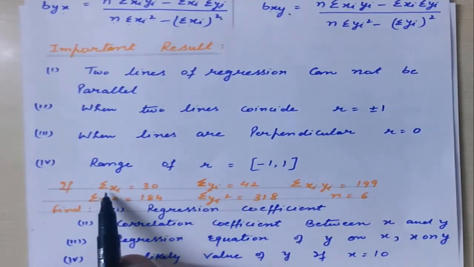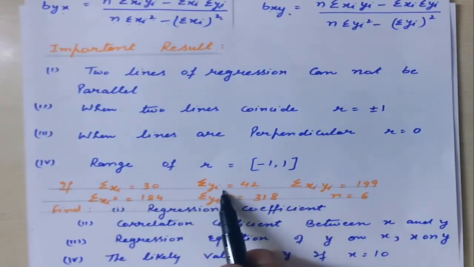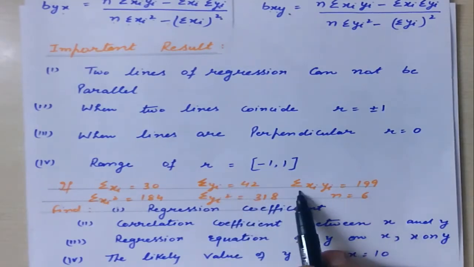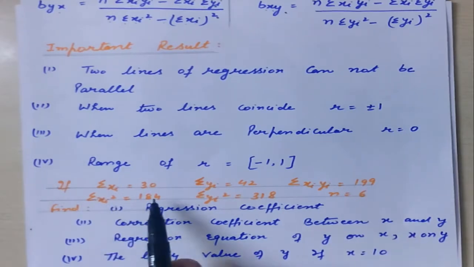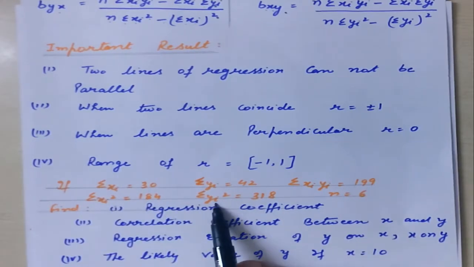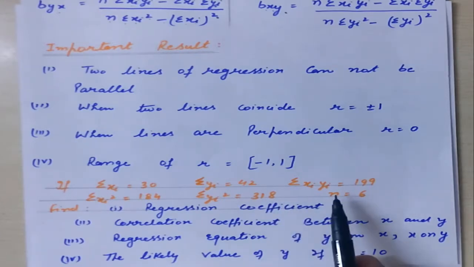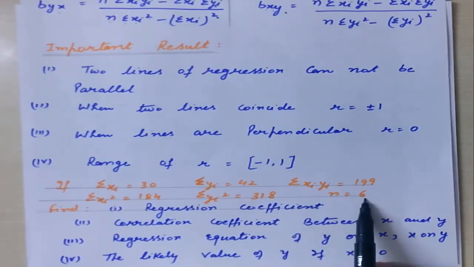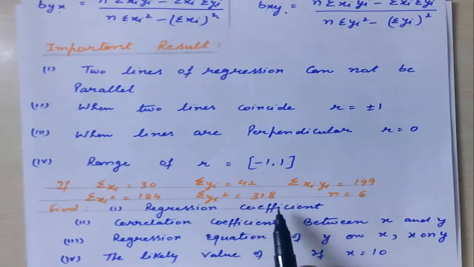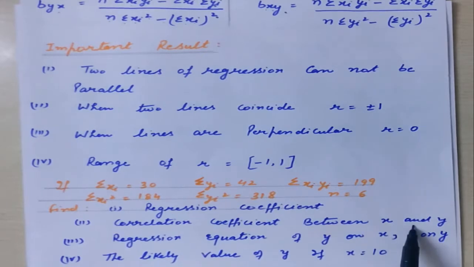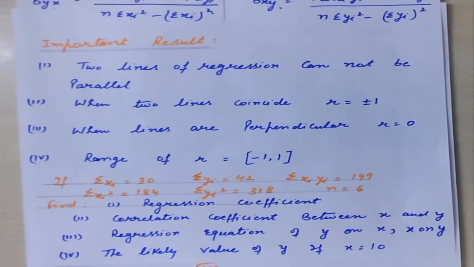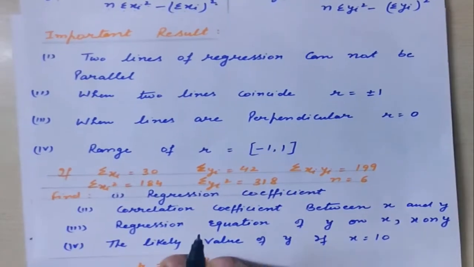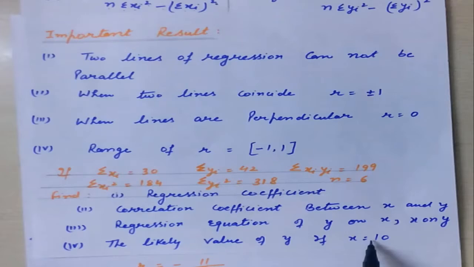Now we will discuss the case when sigma xi and sigma yi are directly given to you. In this question, sigma xi is equal to 30, sigma yi is equal to 42, sigma xi yi is equal to 199, sigma xi square is equal to 184, sigma yi square is equal to 318 and the value of n is equal to 6. First you have to find the regression coefficients. Second, the correlation coefficient between x and y. Then the regression equations of y on x and x on y.